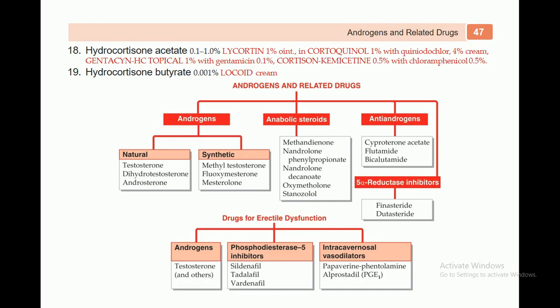So in this lecture we will discuss the androgens and related drugs. Look at the layout and the different classification of androgens and related drugs. First of all, we will classify the androgens and related drugs into three categories. The first one is androgens, the second one is anabolic steroids, and the third one is anti-androgens.